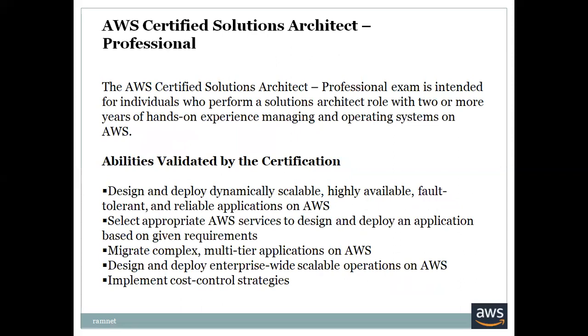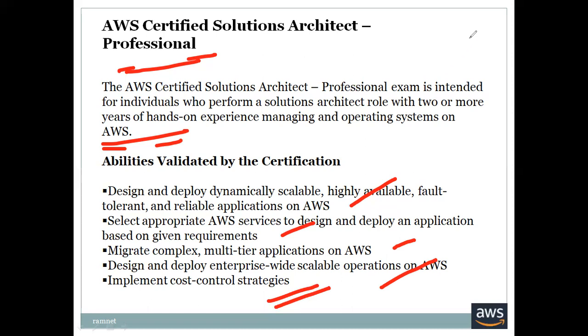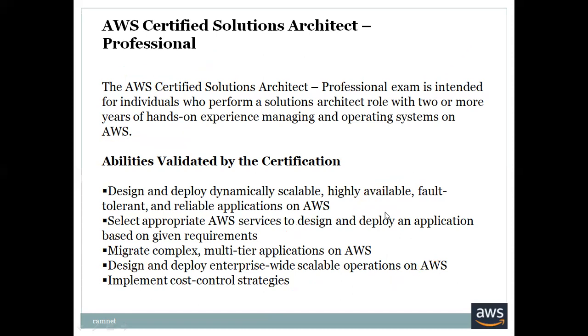Okay, now we will see some of the professional level certifications. The Solutions Architect Professional exam is intended for individuals who perform a solutions architect role with 2 or more years of experience managing operating systems on AWS. AWS experience is required to take the professional level exam. The ability validated is to design and deploy dynamically scalable, highly available, fault tolerant, reliable applications; select appropriate AWS services to design and deploy an application based on given requirements; migrate complex multi-tier applications; design and deploy enterprise-wide scalable operations; and implement cost control strategies. This is something more managerial, and technically also a quite advanced level of certification.